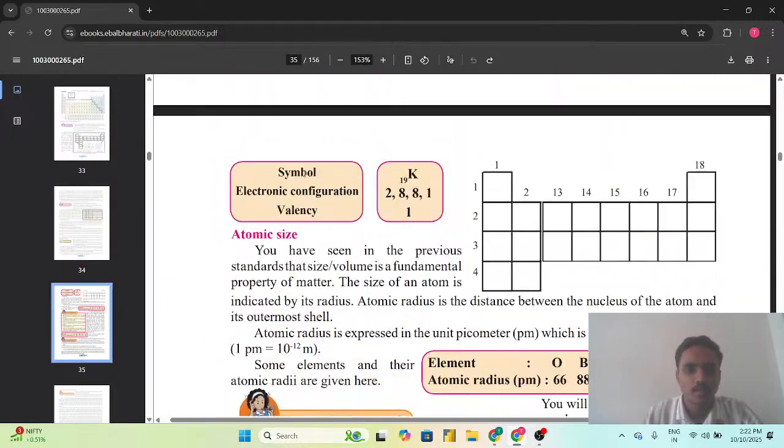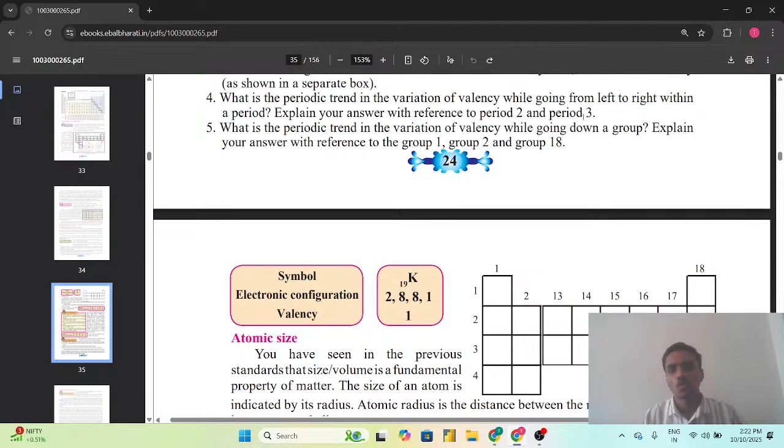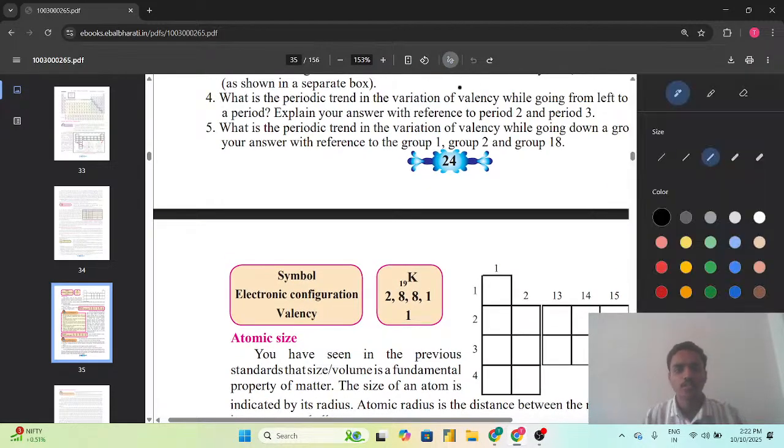So now let's see forward. Here we have the electronic configuration of potassium, that is 2, 8, 8, 1, and valence electrons 1. One important thing here is how to write the electronic configuration. Suppose I want to write down the electronic configuration for the element Na, sodium. For that, I should know its atomic number.